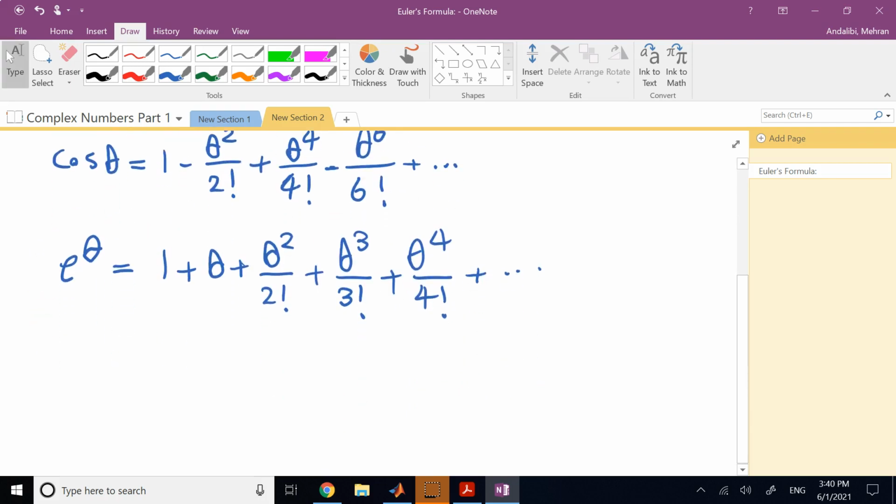Now, instead of exponential of theta, I change this argument theta everywhere with i times theta. So the input argument of the function e to the theta, instead of theta, I make it i times theta. Then I expect that anytime I have theta, it becomes i theta. Correct?